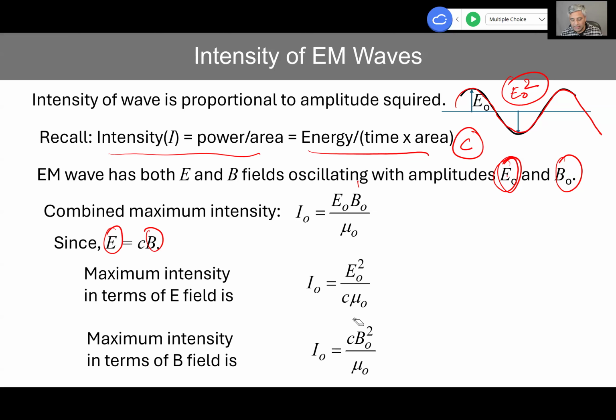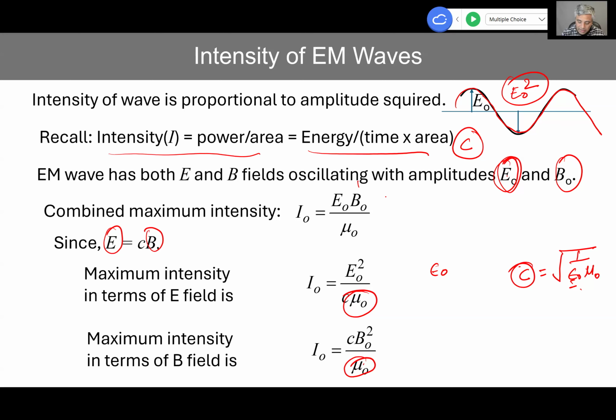So these are intensity equations. Again, it simply depends on amplitude and the permeability of the medium, or we can write this in terms of permittivity as well, as Maxwell showed us. These things are related, epsilon naught and mu naught. If you know mu naught, you can figure out epsilon naught for that material, because c is constant. Means if you know one of these, you can calculate another one.